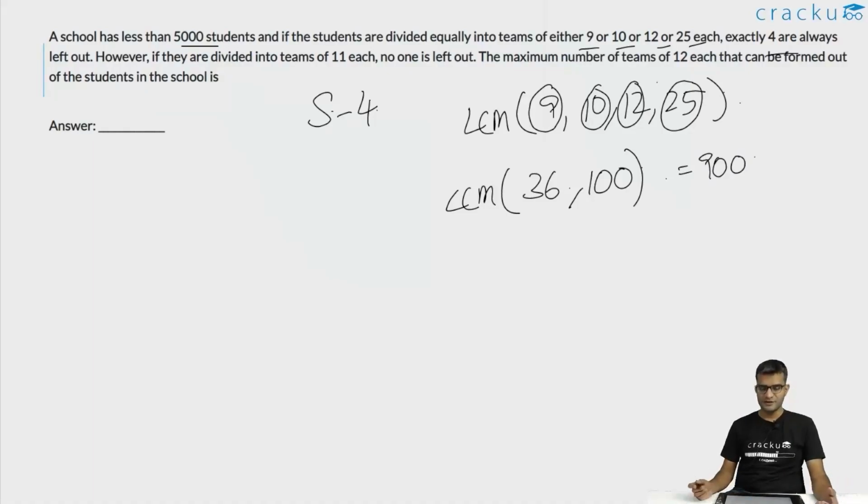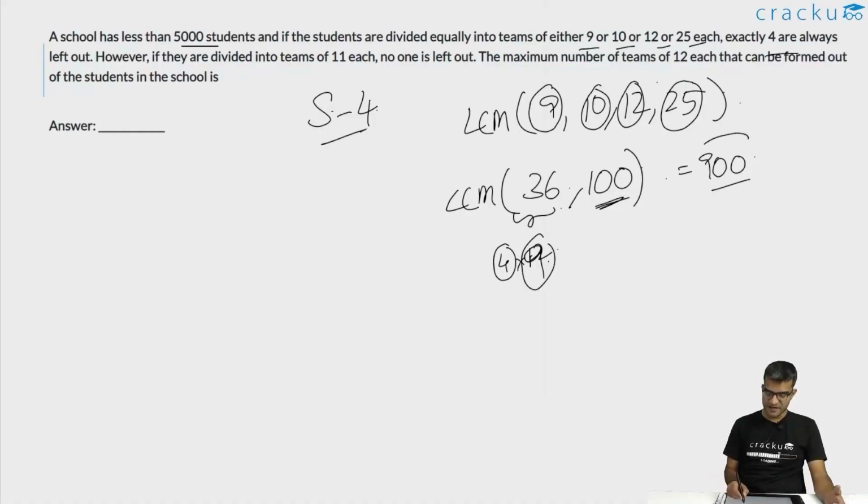You can do that because you can essentially divide 36 into 4 into 9, and you know that 4 is a factor of 100, so it won't matter. So that number, which is a least common multiple, has to be a multiple of 9 and 100, which is 900. So s minus 4 is a multiple of 900 and s is less than 5000.